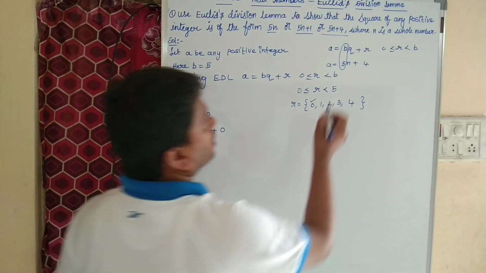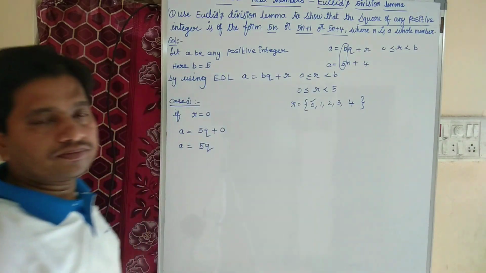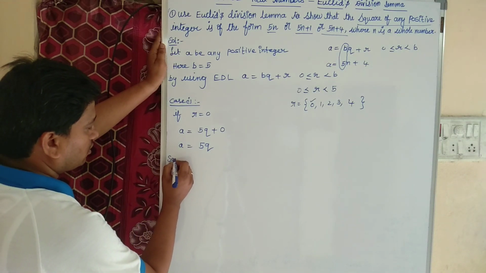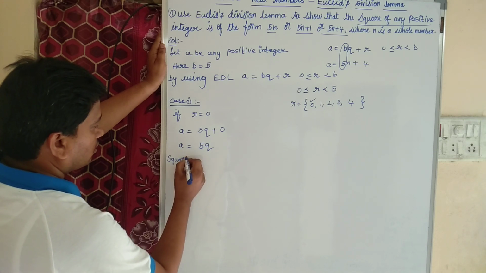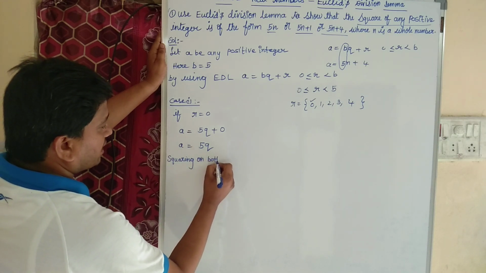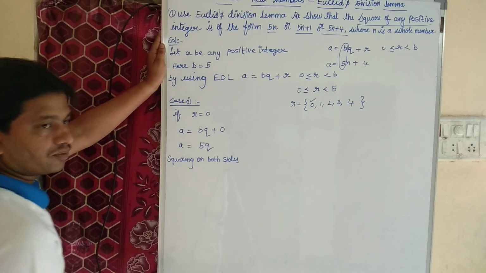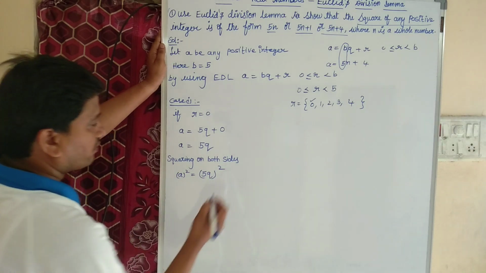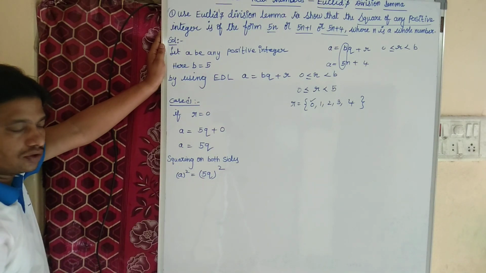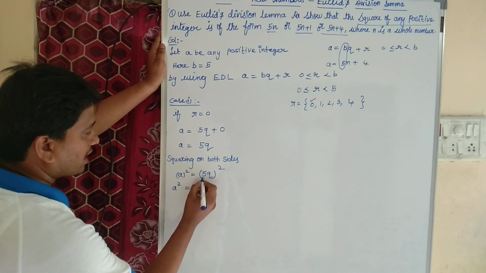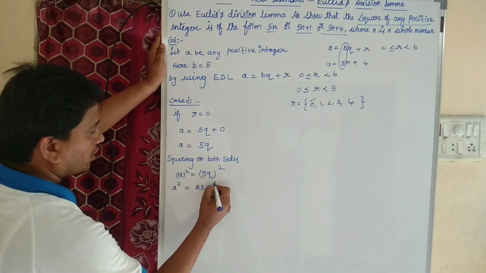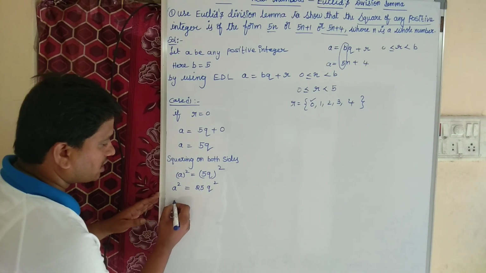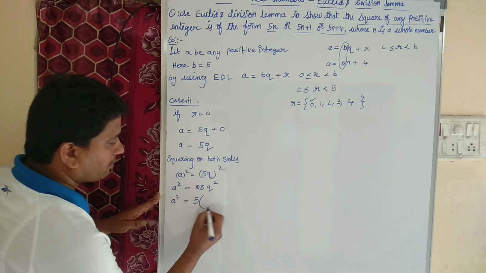They are asking to show that the square of any positive integer. So what we do is squaring on both sides. So a square equal to 5q whole square. A square equal to, as 5 square is 25, 25q square.